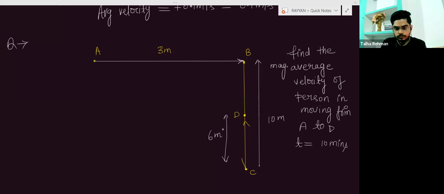Sir, speed at 1.3. It will be 5 by 10. No, it will be 0.5. No, no, not 0.5. It will be 5 by 600, and it will be 5 by 12. 1 by 12.